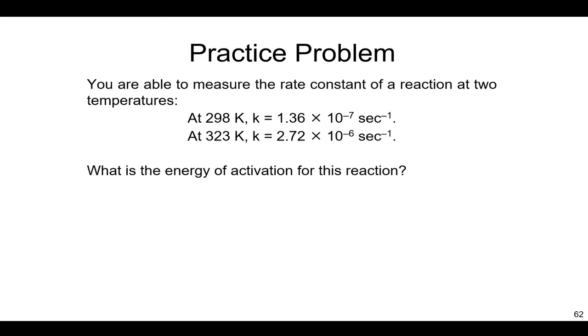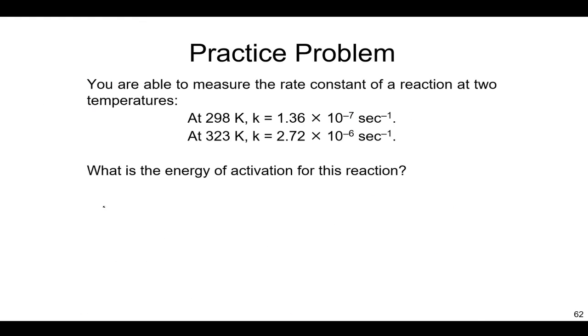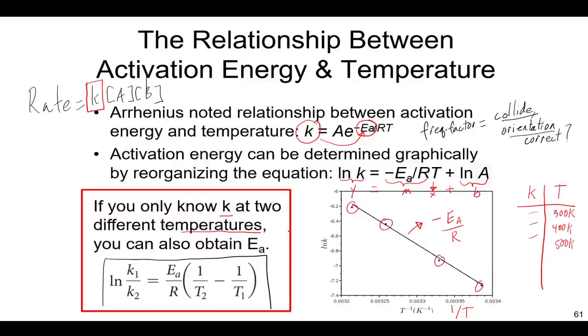Okay, so imagine you're able to measure the rate constant of a reaction at 2 different temperatures, 298 Kelvin and 323 Kelvin, and you have these rate constants. What is the energy of activation for this reaction? This is pretty much just plug and chug. This is the equation we're going to use right here. Just make sure you're writing it down correctly: ln(k1/k2) equals Ea over R times (1 over T2 minus 1 over T1). That's it right there.